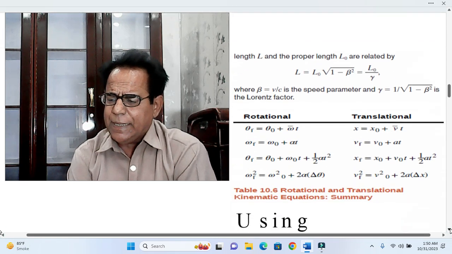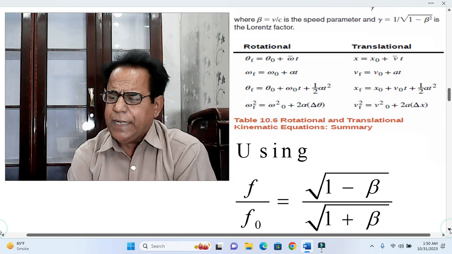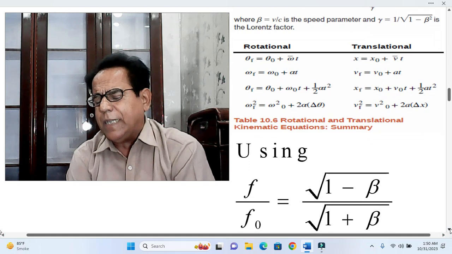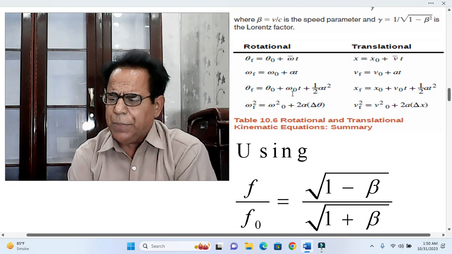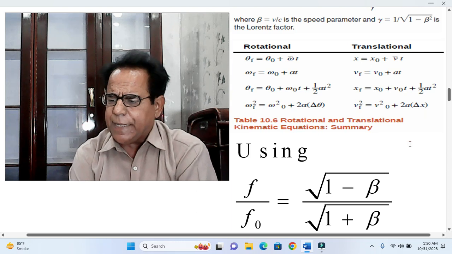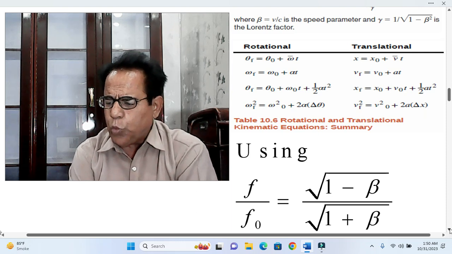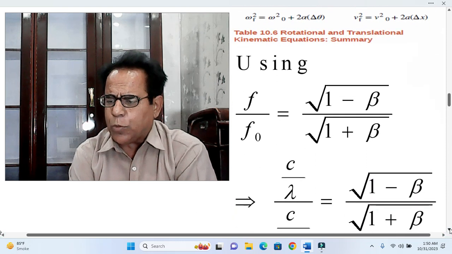Next, Newton's laws. In rotational and translational motion, these are distinguished. From here we will choose this Vf equal to V naught plus AT. Okay, now we move to our solution in a proper manner.